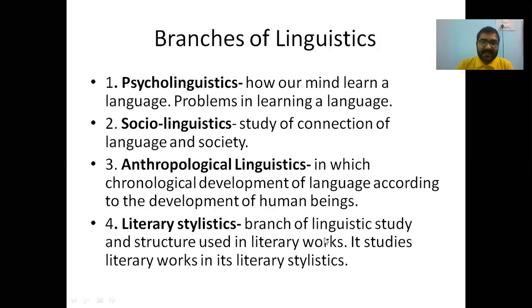Literary stylistics is the branch of linguistic study that looks at the structure used in literary works, like Shakespeare's works and other works. It studies how language works in literary works. So these are the four branches of linguistics.